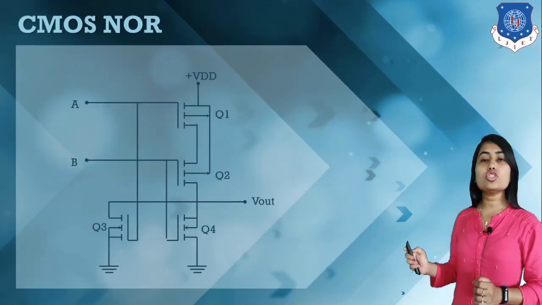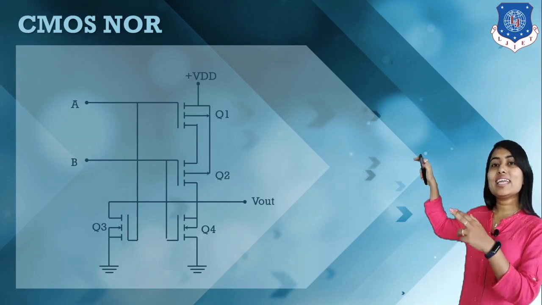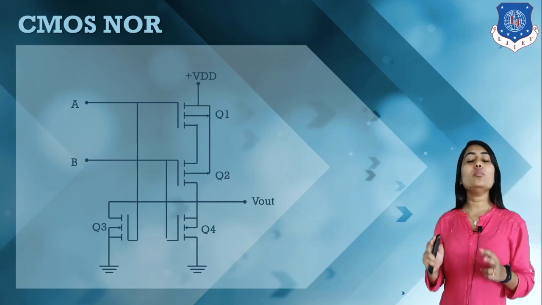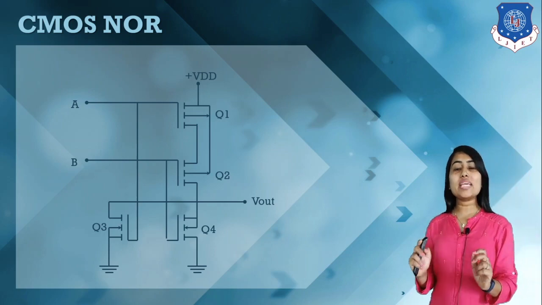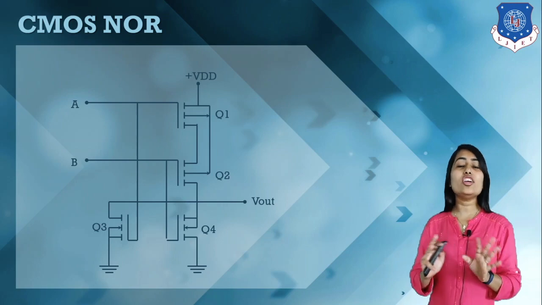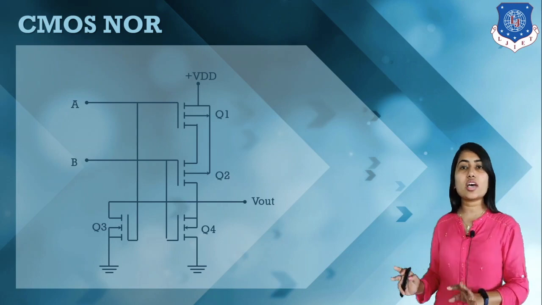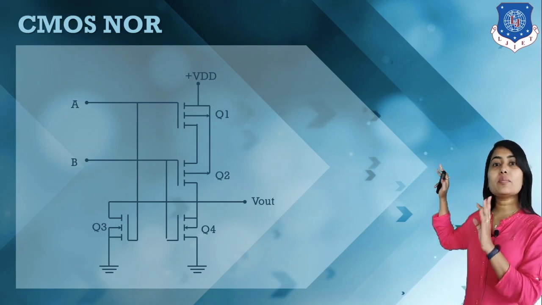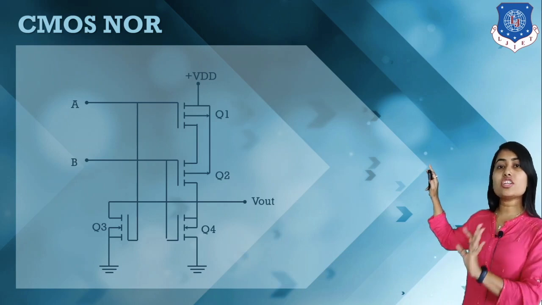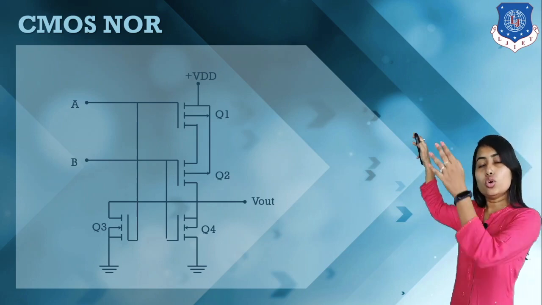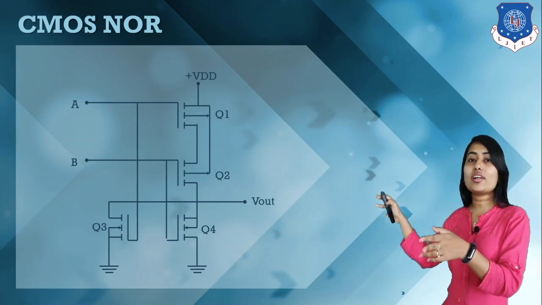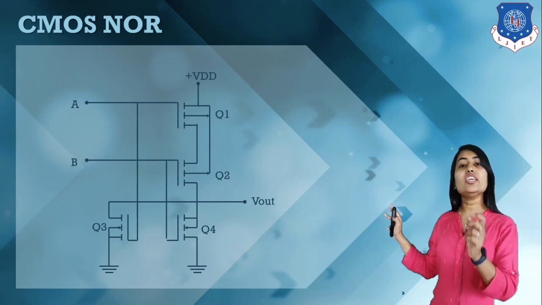Next we have a CMOS NOR gate. In a CMOS NOR gate, the P channel MOSFETs are connected serially and the N channel MOSFETs are connected in parallel. So when the inputs are applied, if any of the inputs is 1, then one of the P channel MOSFETs is closed, so there is no path for current to flow at the output side when any of the inputs is 1.